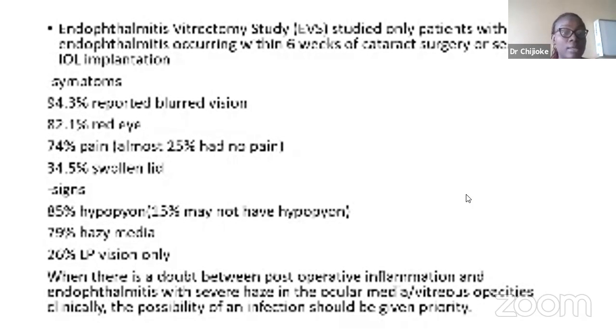That's 4.5% swollen lid. And signs include 85% hypopyon. So 15% may present without having hypopyon. 79% with hazy media and 26% light perception vision only. When there is a doubt between post-operative inflammation and endophthalmitis with severe haze in the ocular media or vitreous opacities clinically, the possibility of an infection should be given priority.